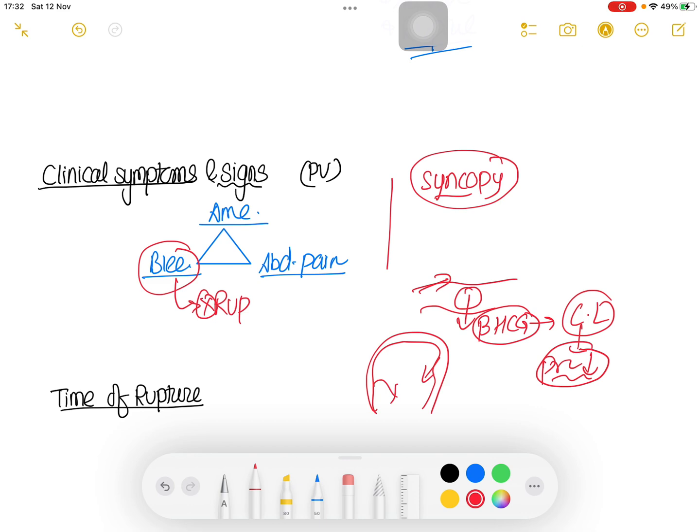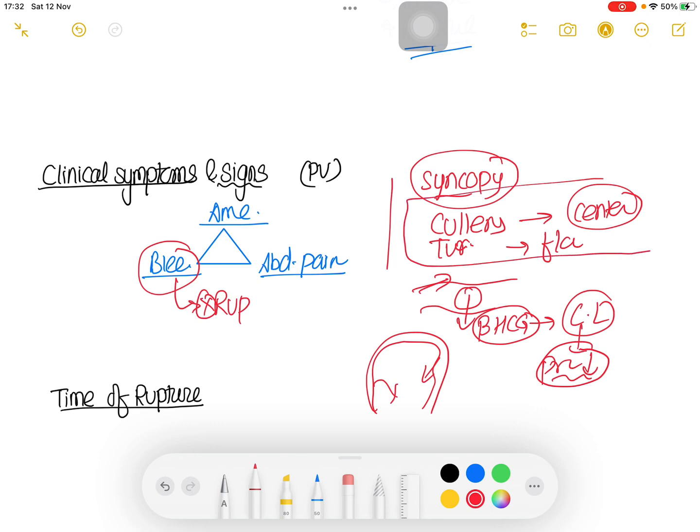And like Cullen's sign and Turner's sign: in the center, if there is bluish discoloration, then it is termed Cullen's sign. Turner's sign is when there is bluish discoloration in the flank. This can be due to blood in the peritoneum, so this sign can be seen.